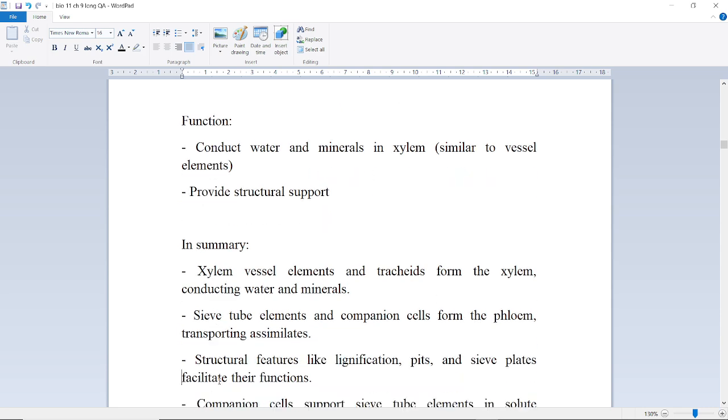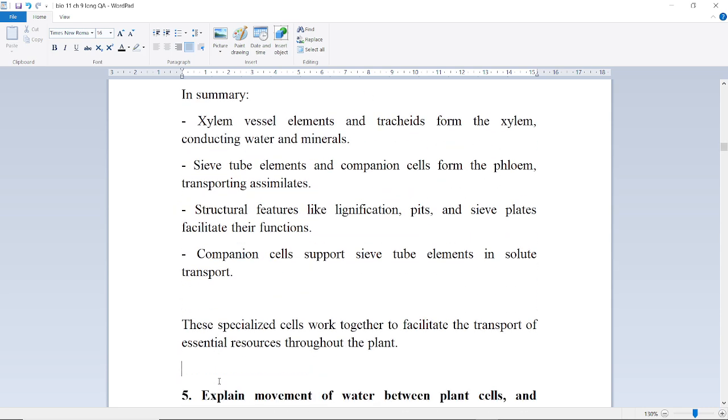Next is, in summary, xylem vessel elements and tracheids form xylem and conduct water and minerals. Sieve tube elements and companion cells form phloem and transport assimilates. Structural features like lignification, perforation plates, and sieve plates facilitate their function. Companion cells support sieve tube elements in transport. These specialized cells work together to facilitate transport of essential resources throughout the plant.